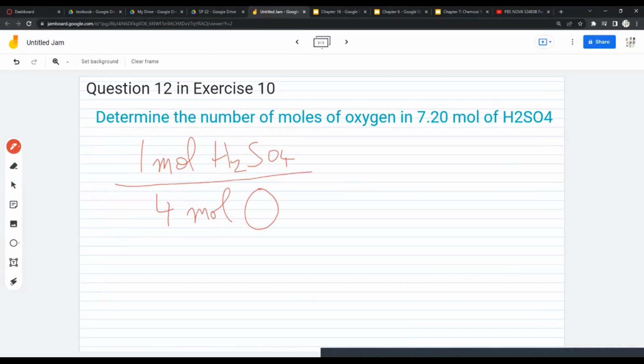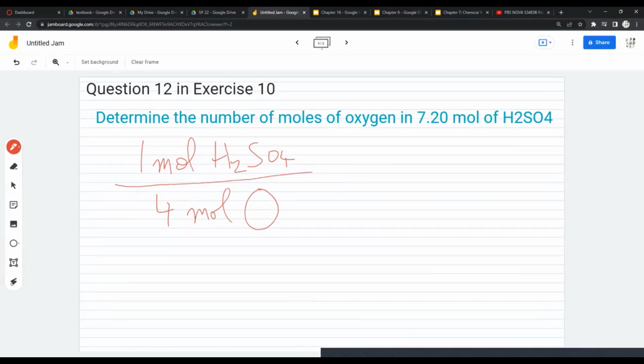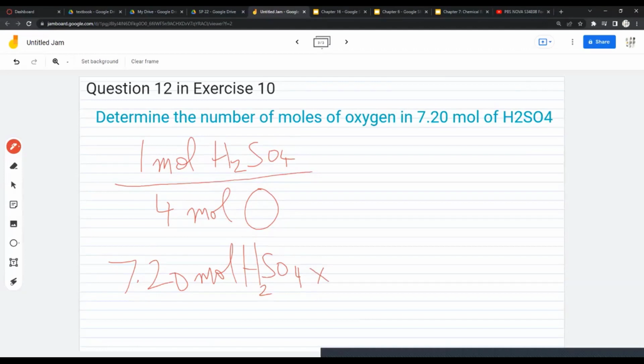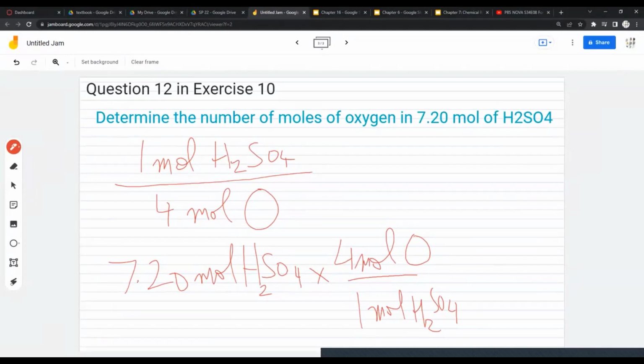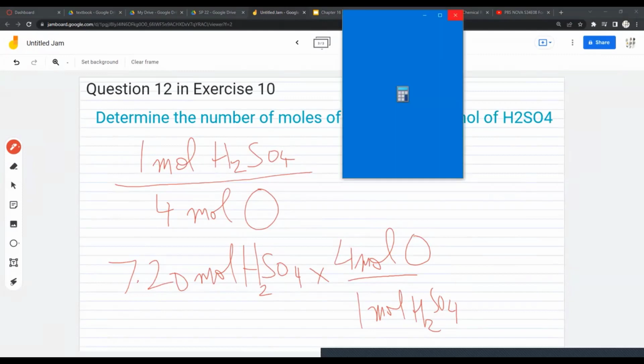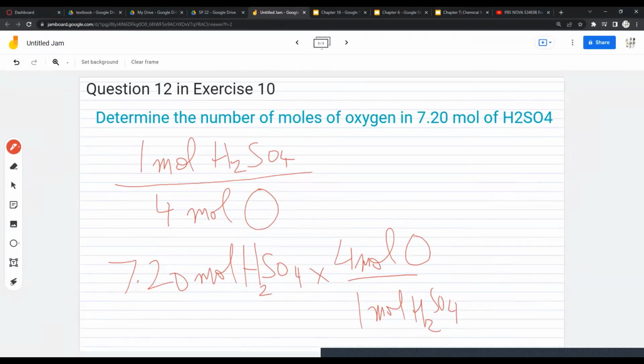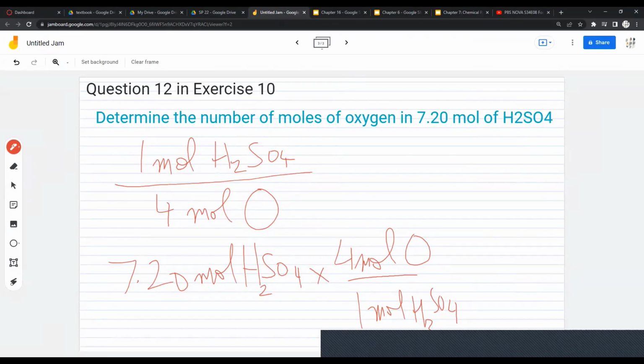So with this information, we can now go ahead and solve this question. You're going to start with 7.20 moles of H2SO4. And then we say that in 1 mole of H2SO4, we have 4 moles of oxygen. And that's pretty much it. And when you solve this, you will get the answer. So it's 7.2 times 4. Does anybody have questions about this problem based on the answers you have over here? Or did you get something else as your answer?